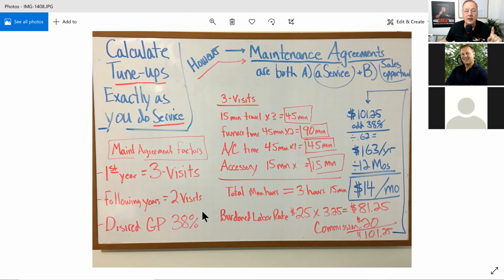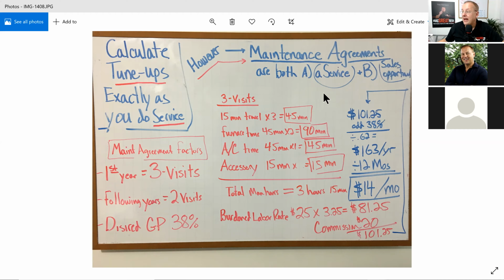But let me say this. You cover your overhead. But if you even break even on maintenance agreements, you are good, because that is where the gold is. It's through maintenance agreements that you're going to get all those extra sales opportunities, right?